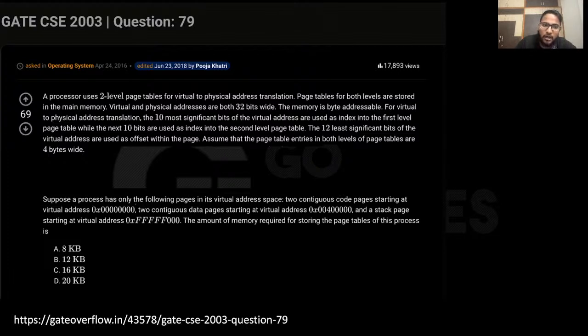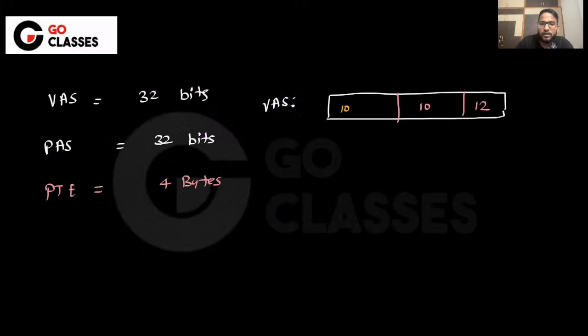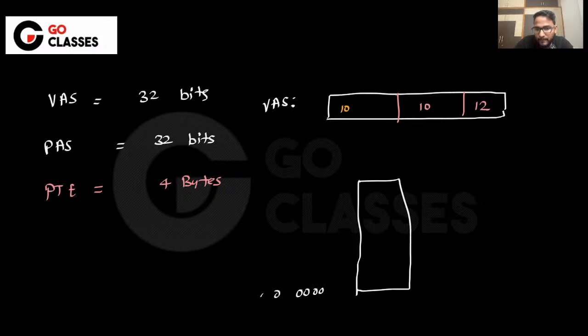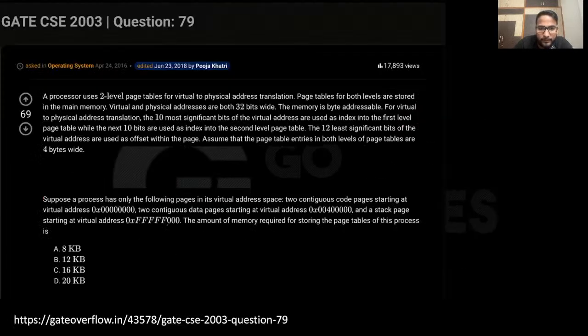Now they are saying, suppose a process has only the following pages in its virtual address space: two contiguous code pages starting at this virtual address, all zeros. So it is actually telling you the pages that we are using. Two pages starting from all zeros, they are directly giving you the pages. Then two contiguous data pages, two pages starting at this address.